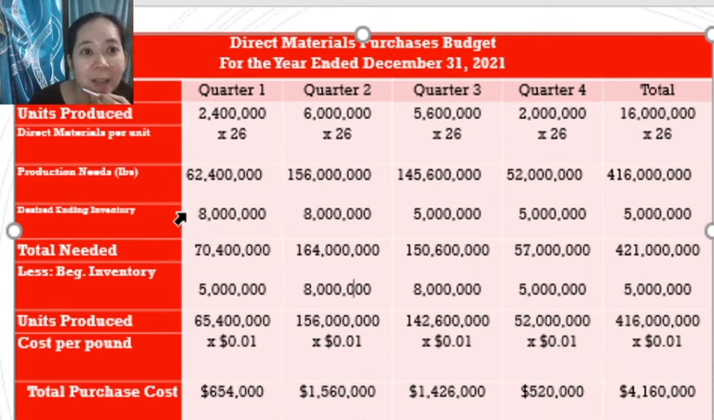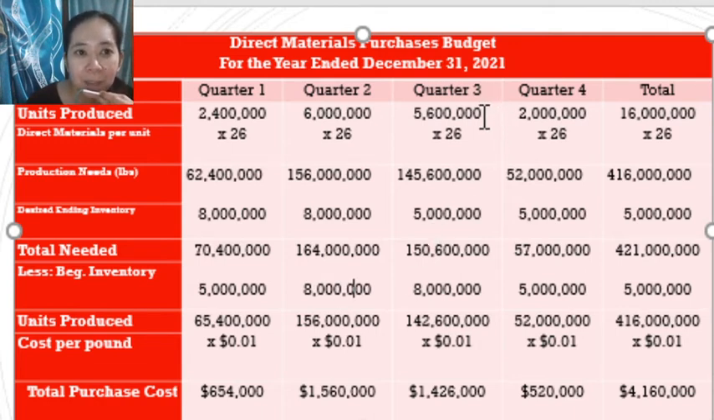So the ending inventory of the first quarter will be our beginning inventory for the second quarter. Okay, so that's why it's 8 million. Okay, so after that, the units to be produced is 156 million. And then we will multiply it with the cost per pound. So our total purchase cost for the second quarter is $1,560,000.